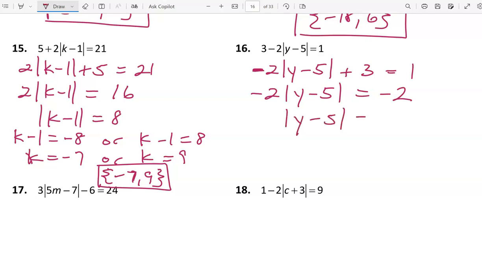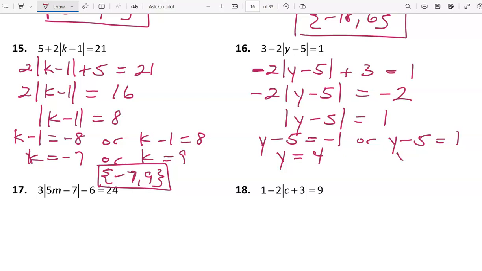All right, so I'm going to undo the +3 first by subtracting 3, and now divide by -2, and that'll give us the absolute value of y minus 5 is equal to 1. Now undo the absolute value, y minus 5 is -1, or y minus 5 can be +1. If the absolute value of a number is equal to 1, the two possibilities for the number are -1 and +1.